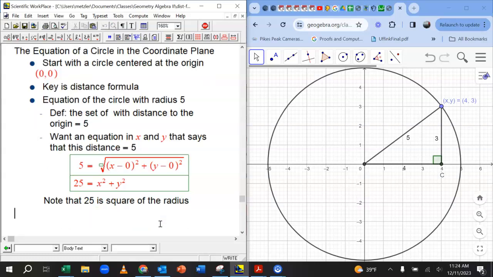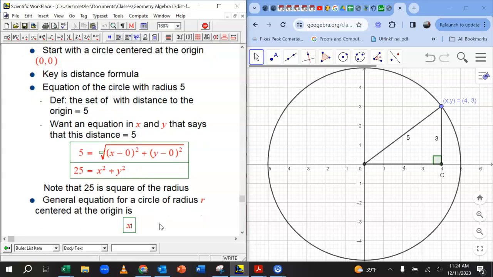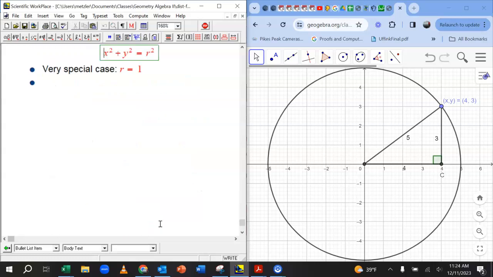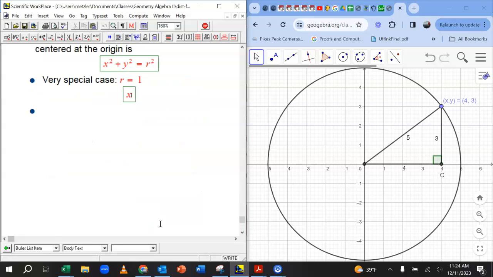But the same story is true in general. The general equation for a circle of radius r centered at the origin is x squared plus y squared equals r squared. Sometimes we even look at the very special case of r equals 1. That turns out to be very, very useful to focus on. That's going to be x squared plus y squared equals 1. For right now, we're interested in a little bit more generality, but I wanted to mention that.